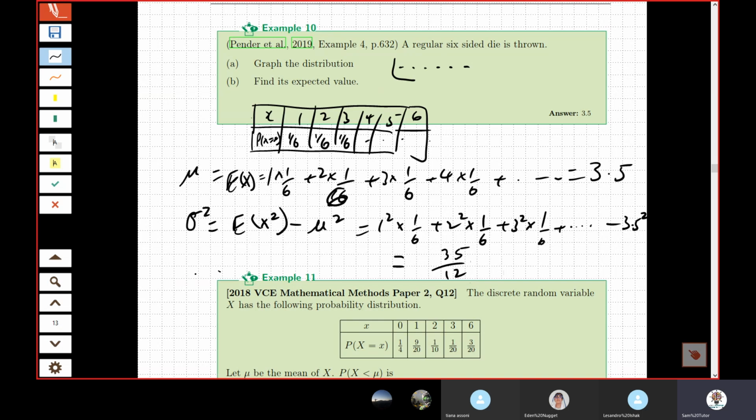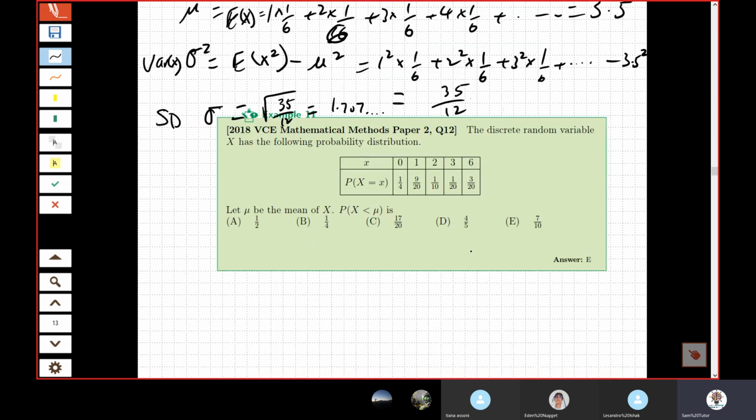Failed that. So that's variance. Your standard deviation, which is just sigma, equals the square root of this. That's 1.707, and so on. Okay, any questions?